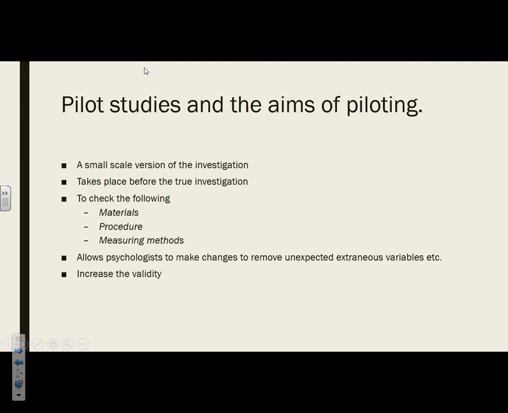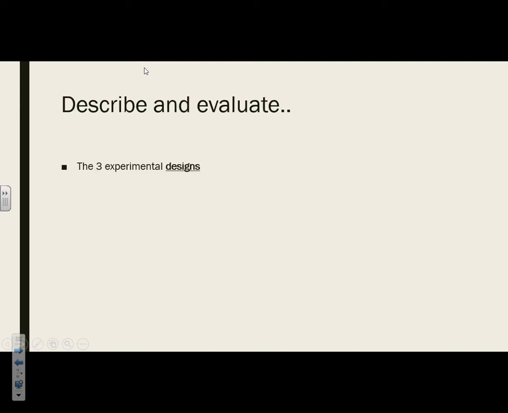Conduct a pilot study on say 10 people, roll it out to 1,000 people. And it avoids costly mistakes as well. So you don't want to make a mistake when you're printing out 1,000 questionnaires or whatever it might be.